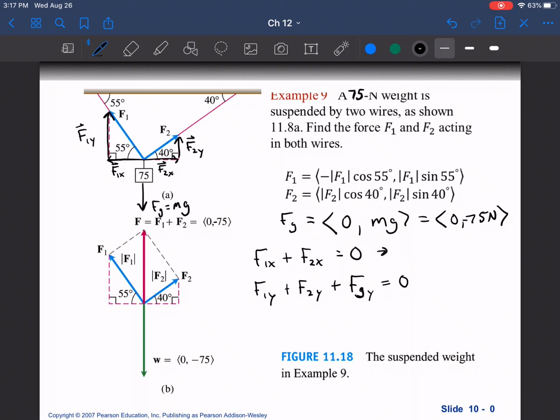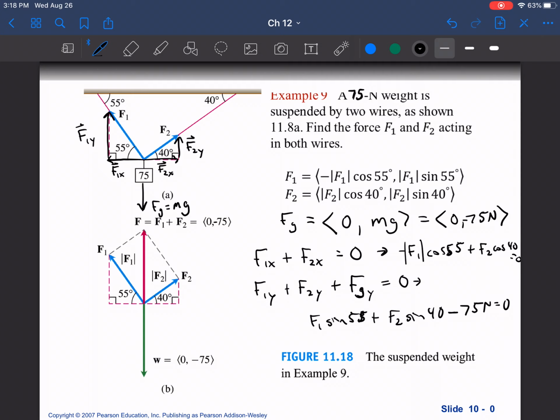And so this one gives us the F1x, which is negative F1 cosine 55 plus the F2 cosine 40, and that has to equal 0. And then this one, sorry, I'm running out of room here, I'm going to come down here. This has to be F1 in the y direction, which is F1 sine 55 plus F2 sine 40 minus the 75 newtons, has to equal 0. And then this one also equals 0.